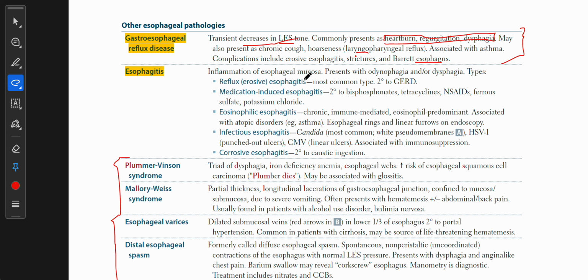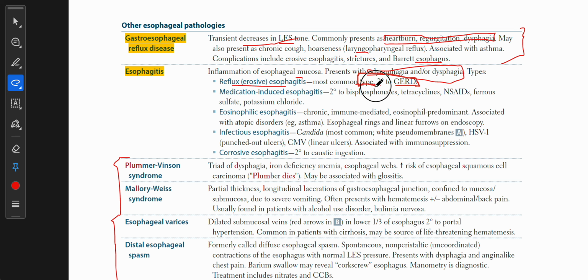And esophagitis is inflammation of the esophageal mucosa. It presents with odynophagia, which is painful swallowing, with or without dysphagia, which is difficulty swallowing. Dysphagia can occur with painful swallowing, or without painful swallowing. Okay, the types are reflux esophagitis, which is also erosive. The most common type is that it is secondary to GERD.